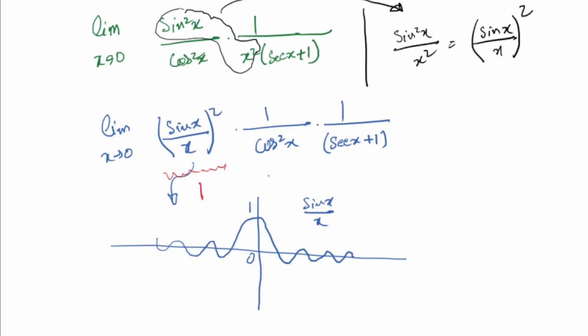And let me solve the 1 upon cos square x. We can put x equal to 0, cos 0 is 1. And here we have sec x, and if we put x equal to 0, sec 0 is going to be 1, 1 plus 1 is going to be 2. So the value is equal to 1 by 2. This is going to be the answer.